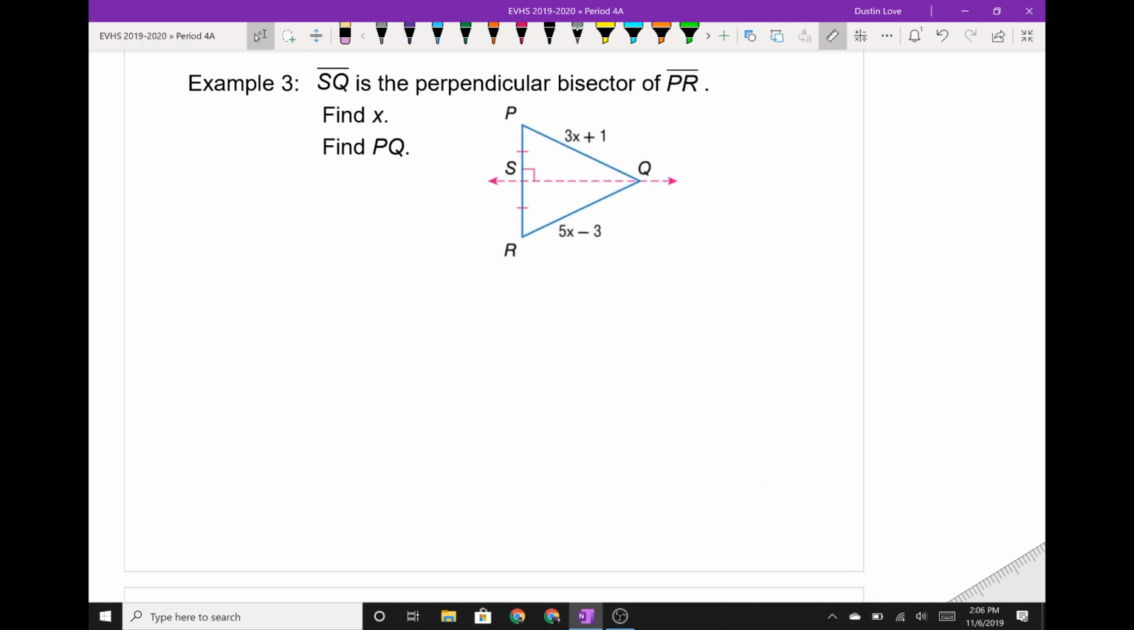SQ is the perpendicular bisector of segment PR. Find both x and PQ. So, SQ is a perpendicular bisector. Therefore, we know that point Q is the same distance from P and R, so those guys equal each other. So I got 3x plus 1 equals 5x minus 3. Let's see, subtract 3x gives me 2x. Add 3 gives me 4. Therefore, x equals 2. There's one answer.